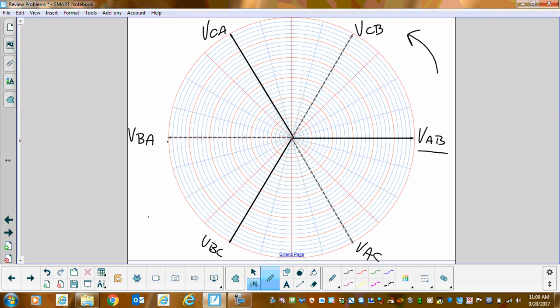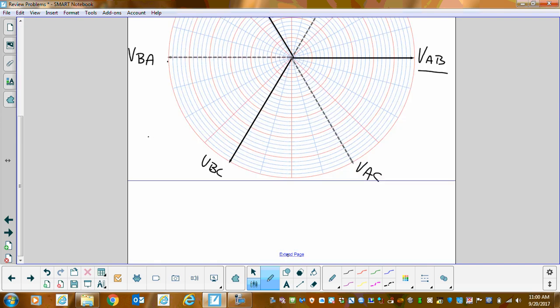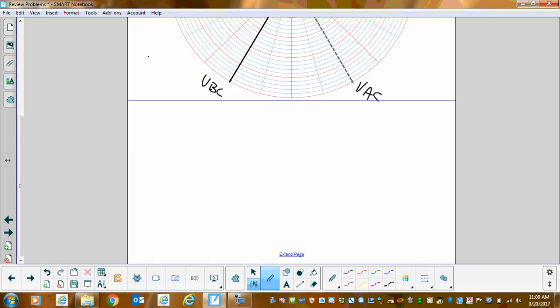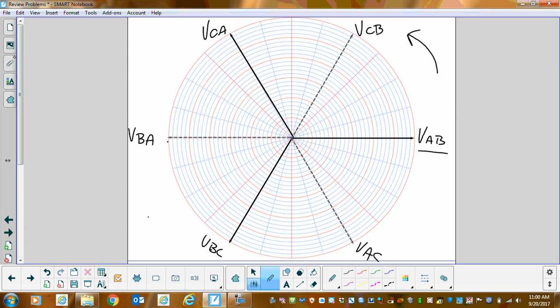So when we go to plot our currents, I'm just going to start by doing some calculations here. Actually, no, we're going to actually plot them first. Just about stepped out of line here. Okay, let's start with current AB. Current AB is 24 amps. So we're going to use a line.